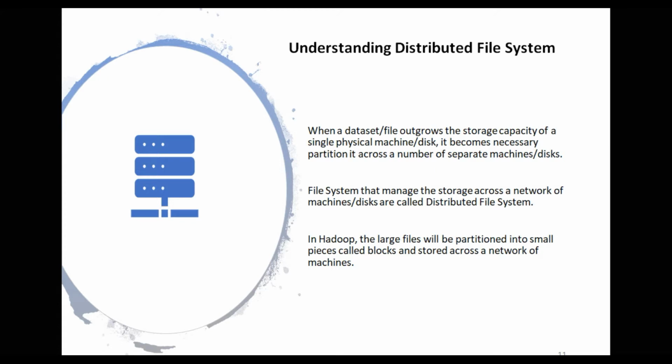When a dataset, a file outgrows the storage capacity of a single physical machine disk, it becomes necessary to partition it across a number of separate machine disks. A file system that manages the storage across the network of machines disks is called a distributed file system. In Hadoop the large files will be partitioned into small pieces called blocks and stored across a network of machines. So that is what a distributed file system is. Let us move to the next slide.